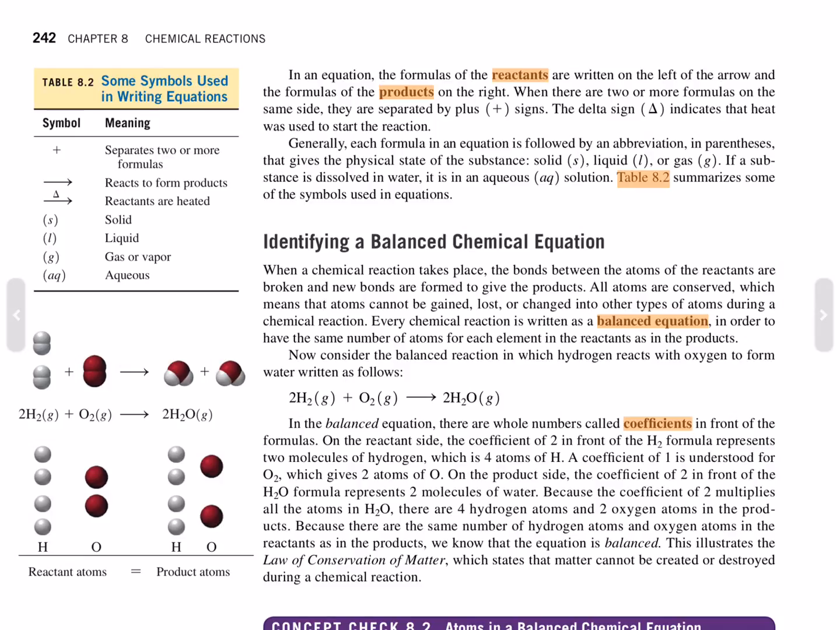Generally, each formula in an equation is followed by an abbreviation in parentheses that gives the physical state of the substance: solid (s), liquid (l), gas (g). If a substance is dissolved in water, it is an aqueous solution. Table 8.2 summarizes some of the symbols used in the equation.